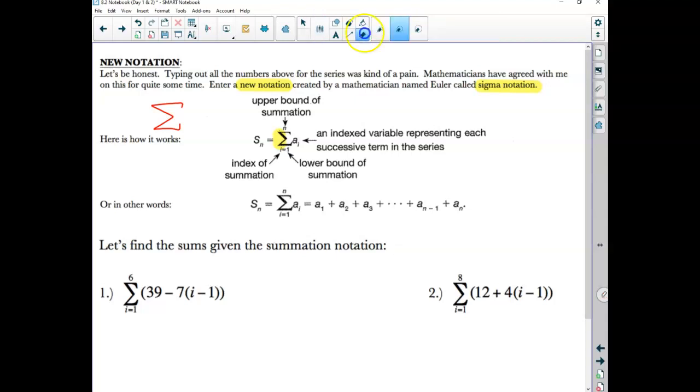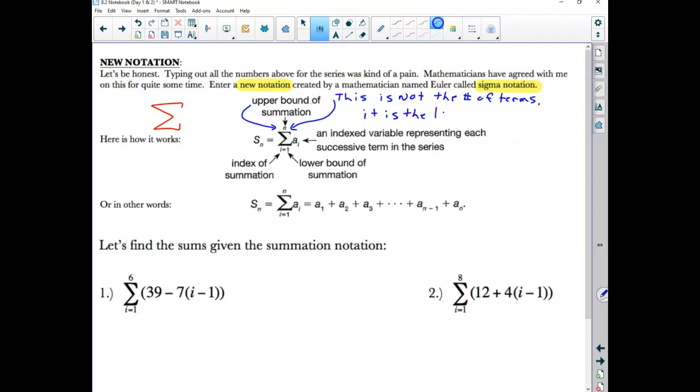And there's all kinds of goodies written around sigma. What do you mean, all kinds of goodies? Well, on the top, we have a number n. Now please be careful. This n up here is not the number of terms. It is the last term.